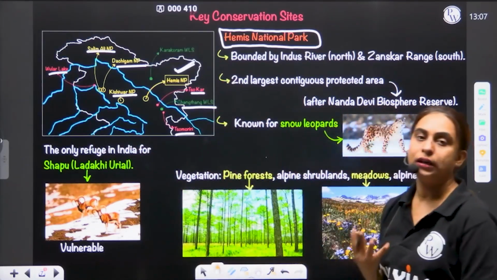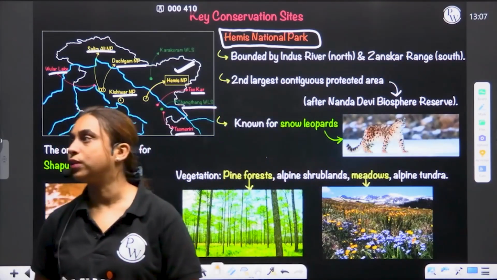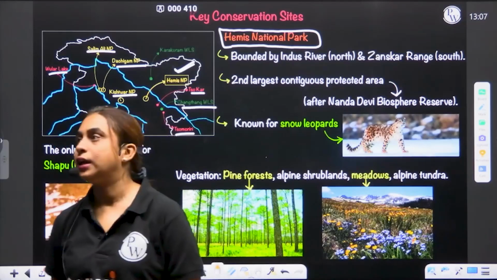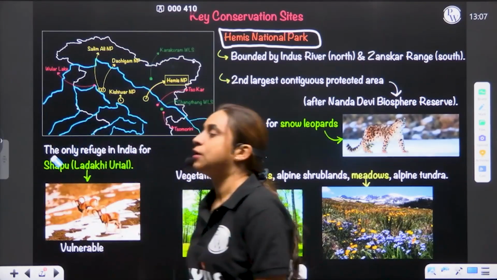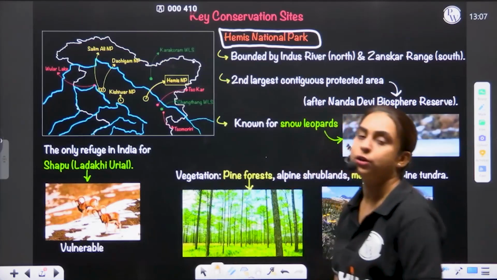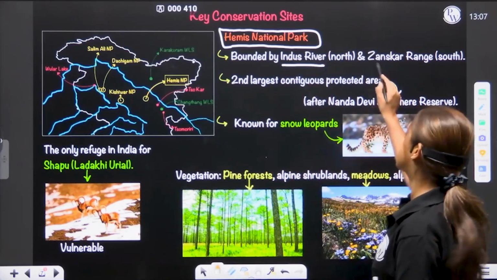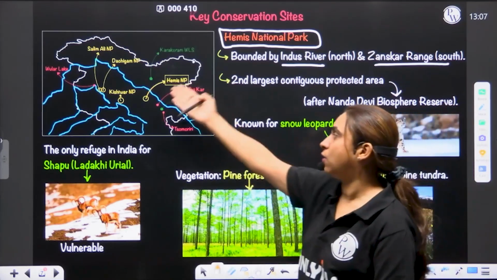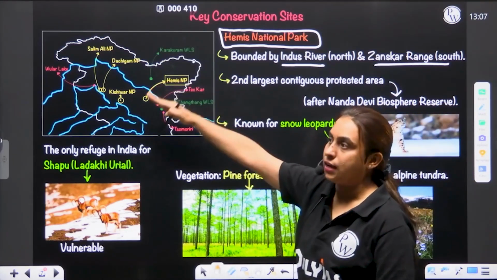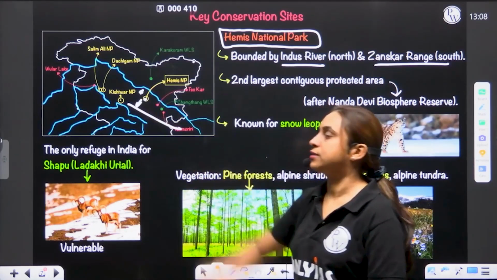So important national parks: we have Kishtwar, Hemis High Altitude National Park. You have Salim Ali National Park. These are the important national parks that you have along the Indus Basin. First one, Hemis High Altitude National Park. It is bounded by Indus River on one hand and the Zaskar Range on the other. Right? So it is bounded by Indus on one hand and Zaskar on the other.